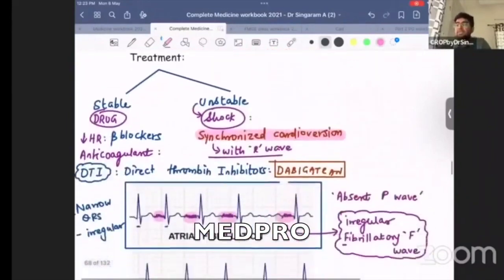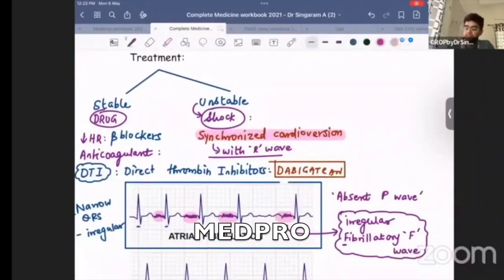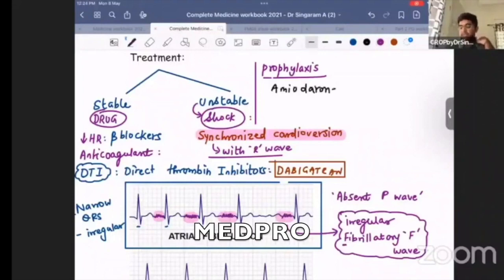Now, this atrial fibrillation can occur multiple times. So if I ask you, in a patient who is having multiple episodes of atrial fibrillation, which drug can be used for prophylaxis? Any idea which drug can be used for prophylaxis to decrease the heart rate in the patient? It is amiodarone. Amiodarone is used for prophylaxis.